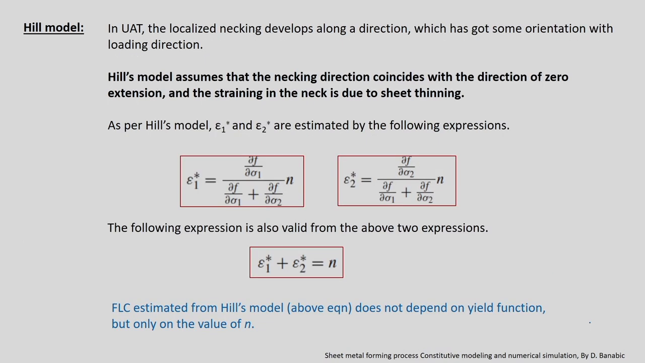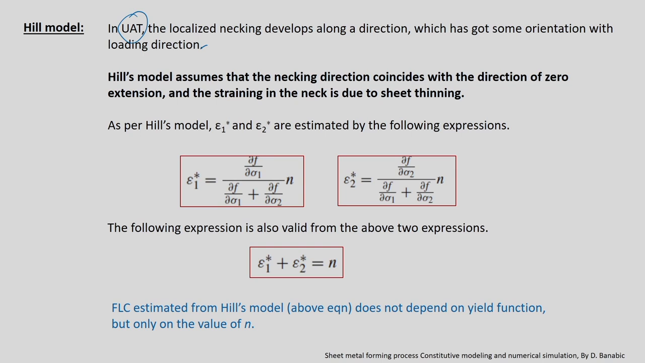And then similarly, there is another model called the Hill's model. This Hill's model is going to assume something which we already discussed. In the uniaxial tension test, we have also proved that the localized necking develops along a direction which has some orientation with the loading direction. We discussed that when we tried to prove that in biaxial stretching there is no definite theta. That is why your necking is not going to be rapid; rather, something delays the necking process. That is why there is a difference between experiments and the maximum tension line on the right hand side of the forming limit diagram, correct?